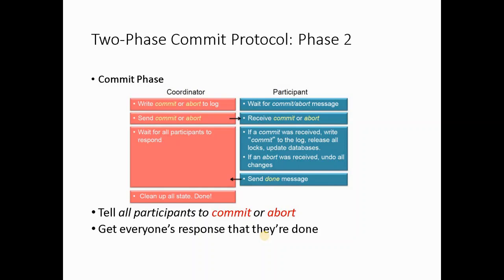The second phase, as I told you earlier, is the commit phase. If you go into details, the coordinator writes commit or abort based on the agreement received from the voting phase. First it writes in the log and then sends the commit to the participant. The participant waits for the commit or abort message from the coordinator. If it is commit, the participant will first write commit in the log, release all locks, and update the databases. If it receives an abort, it will undo all changes, and finally it sends a message to the coordinator. Once the coordinator receives the acknowledgement from all the participants, it stops.